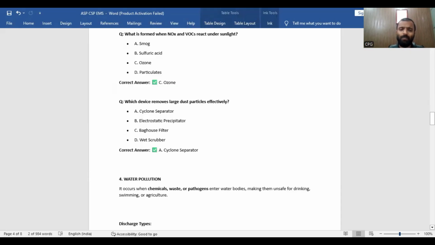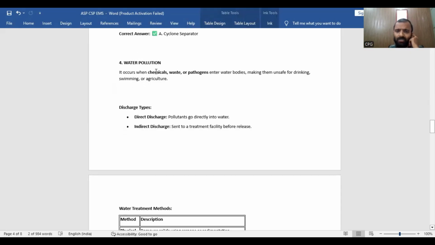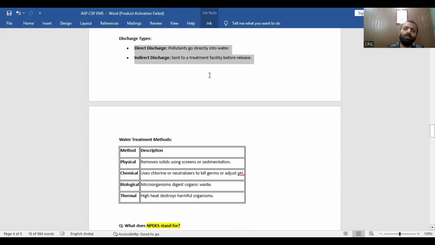Now, water pollution. Chemical waste or pathogens enter a water body. Direct discharge is there. Indirect discharge is also there. Direct means going directly to the water. Indirect discharge means after the treatment it is going into the water body.